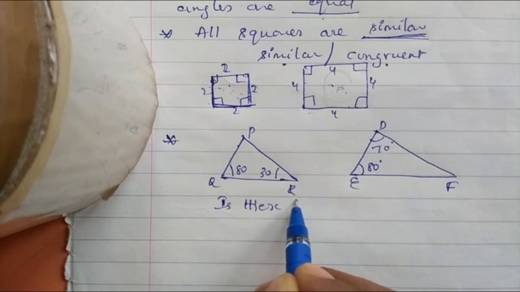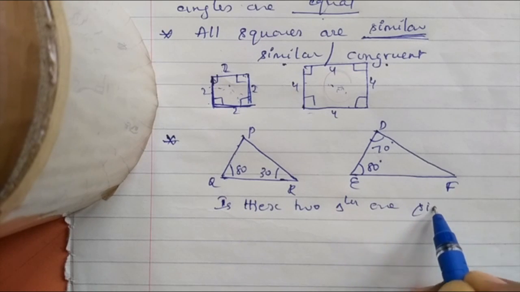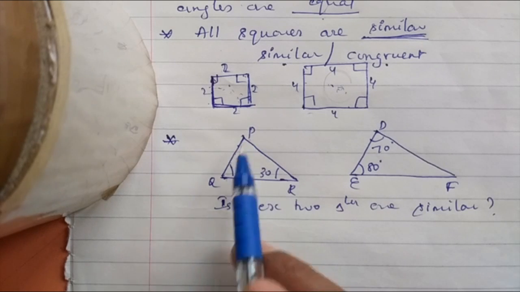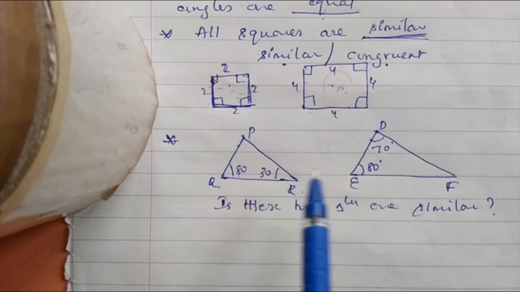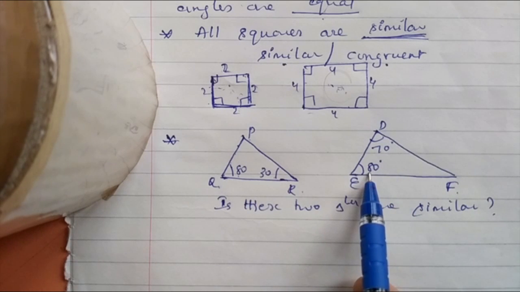Are these two triangles similar? That is the question. Are these two triangles similar or not? Study both the triangles, then confirm whether these two triangles are similar or not. See, in triangle PQR, one angle is 80 degrees, another angle is 30 degrees. In triangle DEF, one angle is 70 degrees, another angle is 80 degrees.